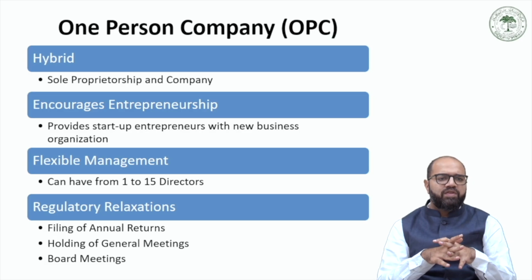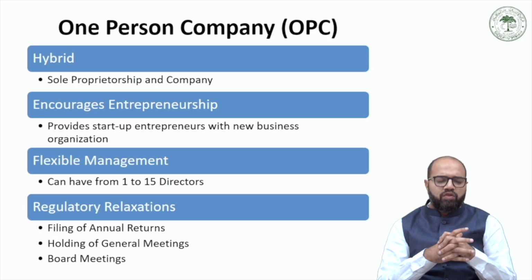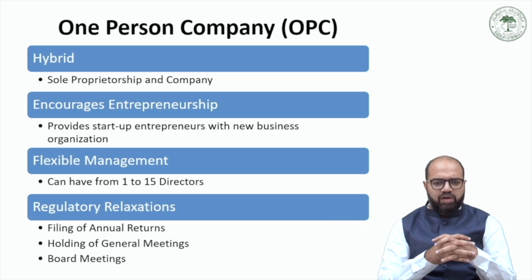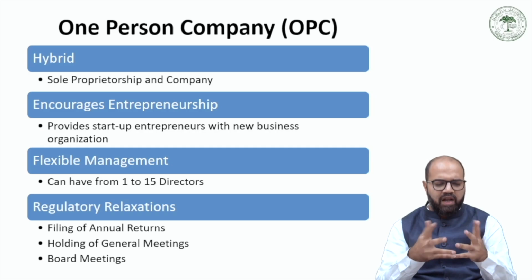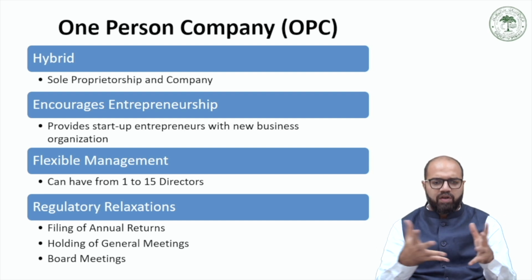Now, because an OPC has got a single member, obviously there are no co-shareholders. He's the only single shareholder. So he just has to sign on that paper, like the minutes of the meetings, which would be regarded as holding of the AGM. So there is no requirement of an AGM as such because there is no body of shareholders.